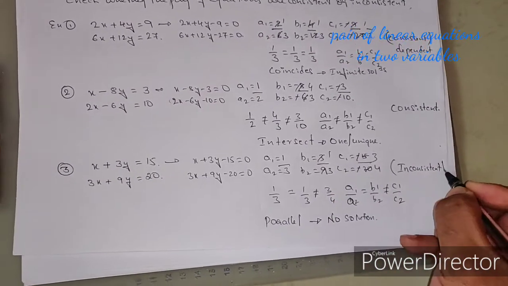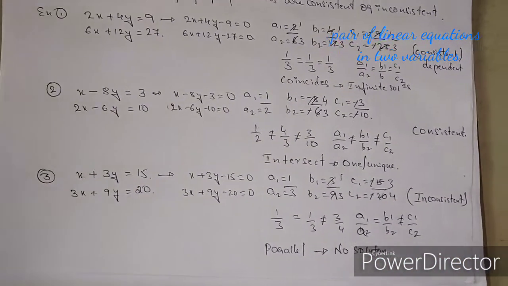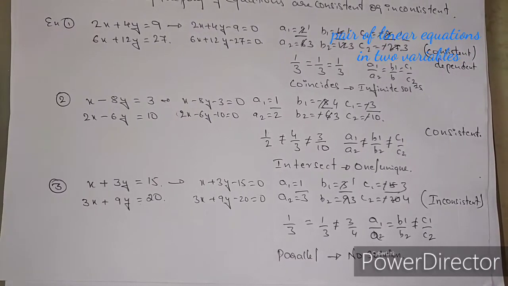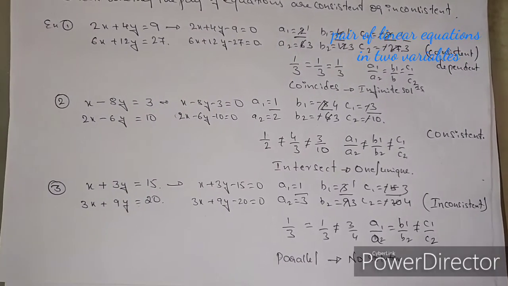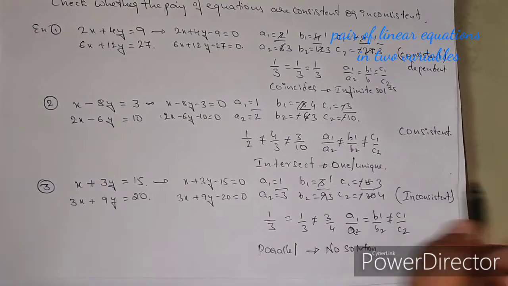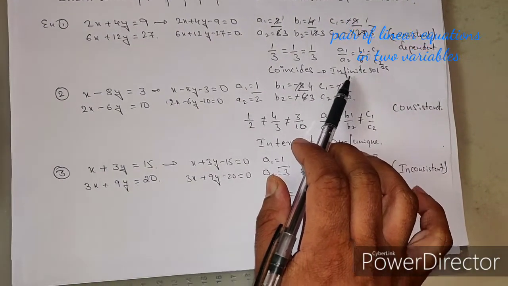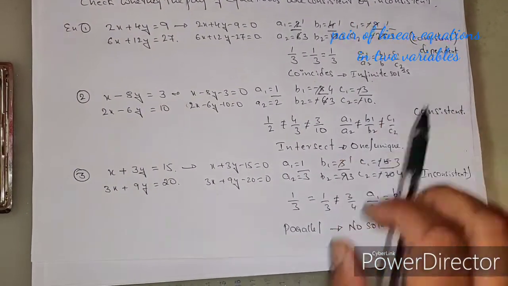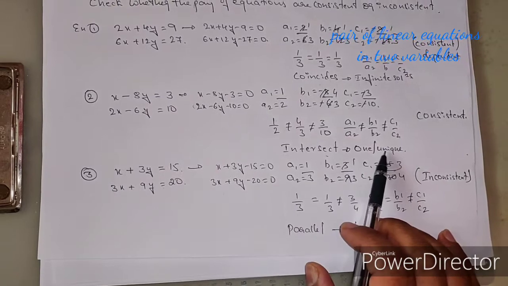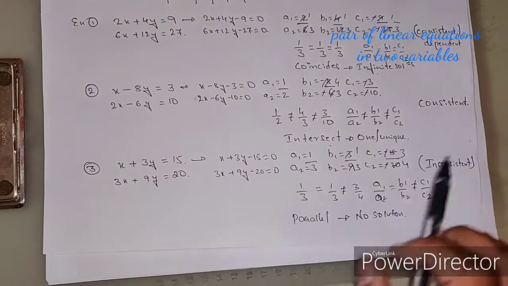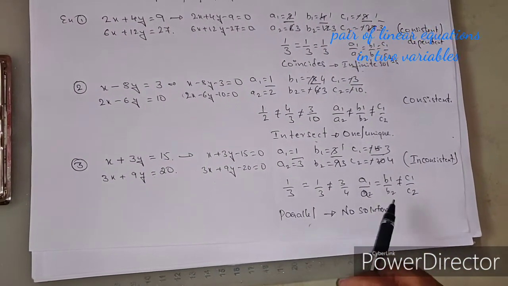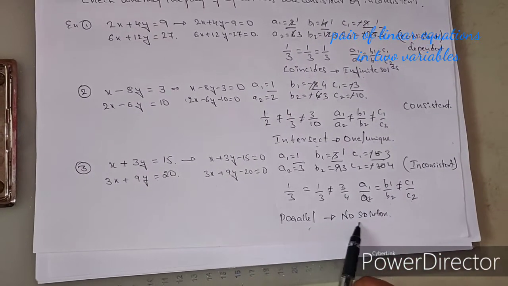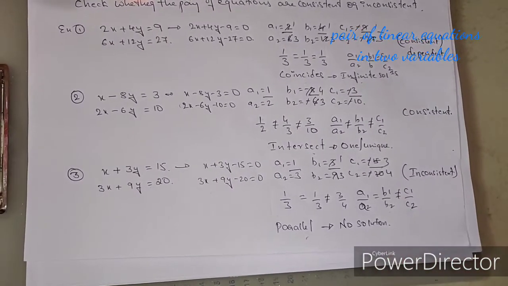So what can we tell about the consistency? If we have a solution, then they are consistent. If we do not have a solution, then they are inconsistent. If all the ratios are equal, we get infinitely many solutions as the lines coincide in the graph. They are consistent and dependent solutions. If they intersect, we will have one or unique solution, which is consistent. If the lines are parallel, if the first two ratios are equal and not equal to the last ratio, then we do not have any solution. Therefore, the solutions are inconsistent.